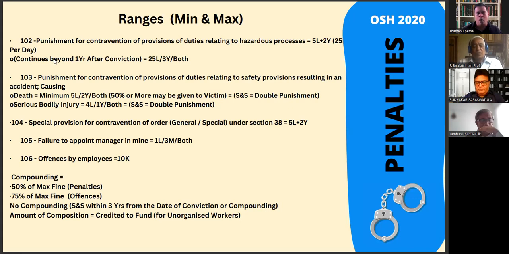Again, they say if the hazardous process, for which you had to comply with certain provisions, continues beyond 1 year after conviction, then there will be a 25 lakh rupees fine, 3 years imprisonment, or both. Punishment for contravention of provisions of duties relating to safety provisions resulting in an accident.